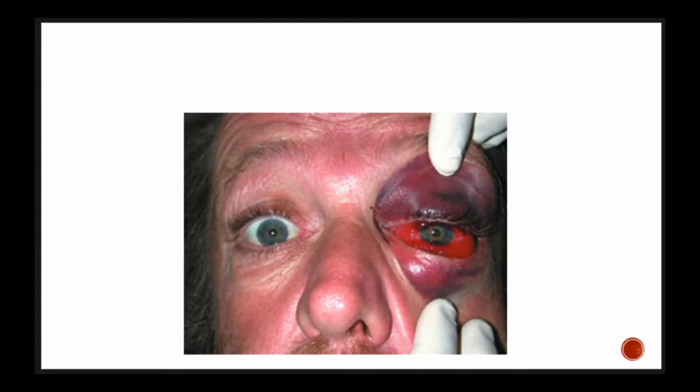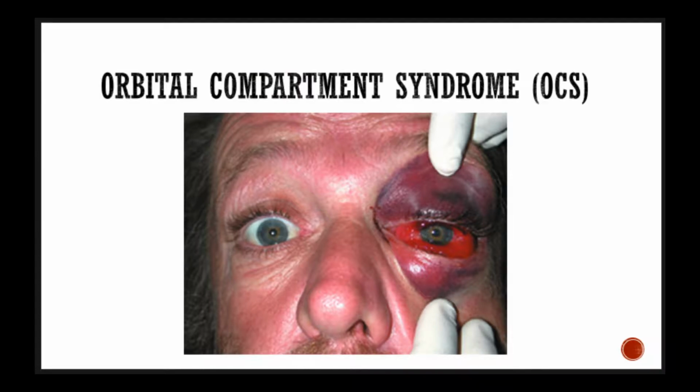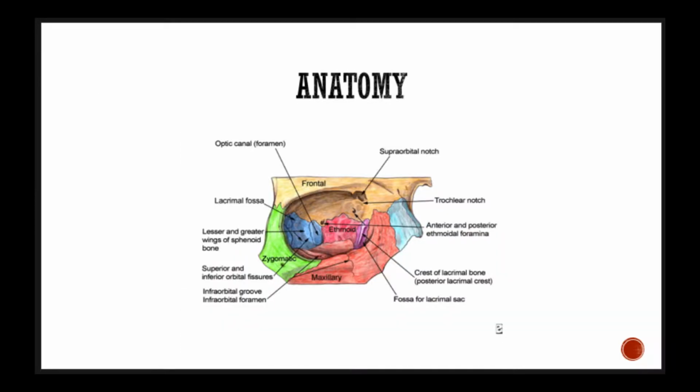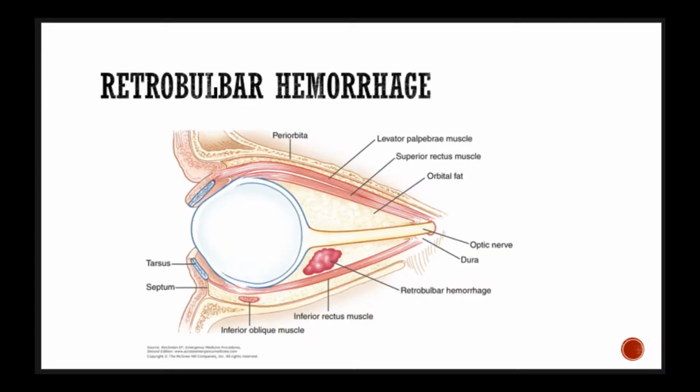So a lot of times we have individuals that come into Jacoby. They tend to look like this, and one thing that we tend to forget about is orbital compartment syndrome. Just to give a quick view, you're going to have your bony orbit, and within that bony orbit they usually develop a retrobulbar hemorrhage. And it's in between the orbit as well as the bony structure.